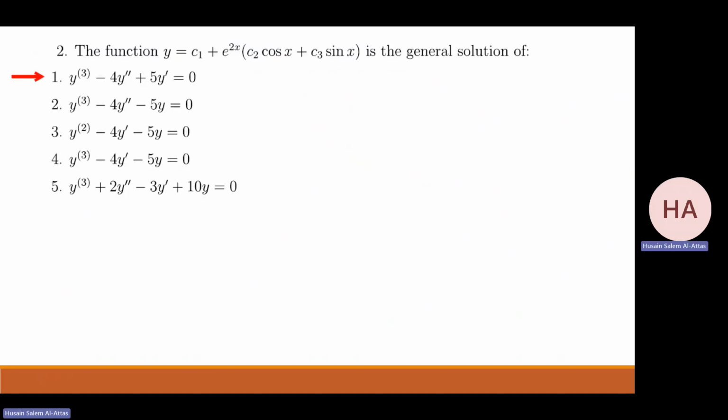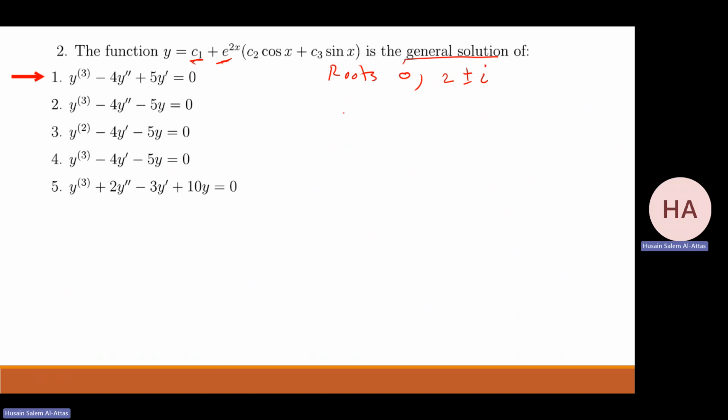This function is the general solution of which equation? Now I have the general solution, so what are the roots? The roots are, this is 0. This one I have alpha is 2, plus or minus i. That will be my roots.